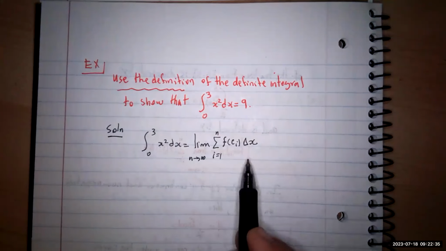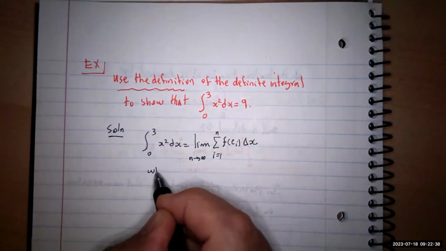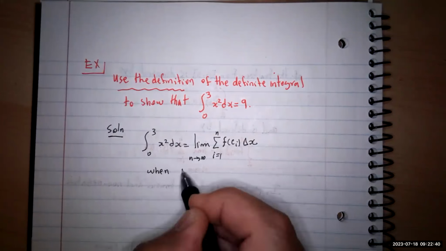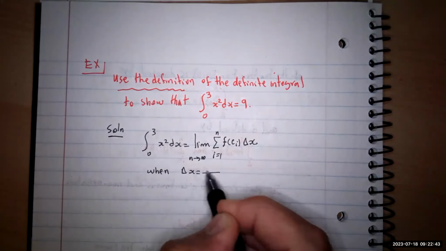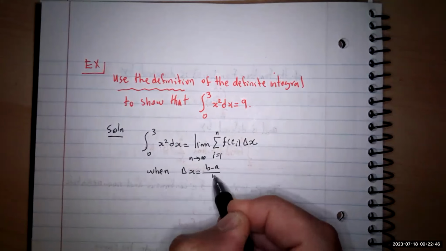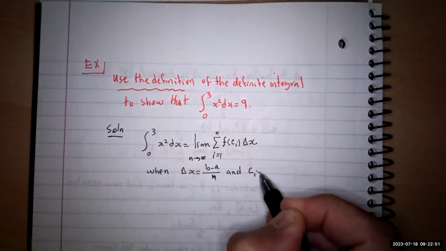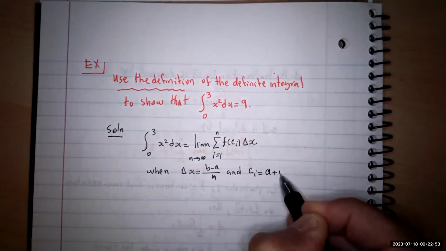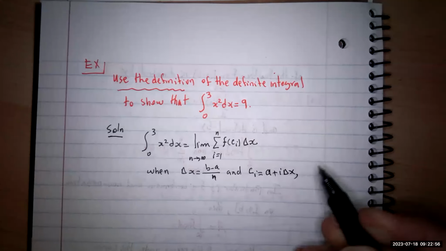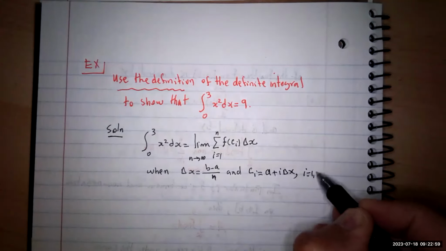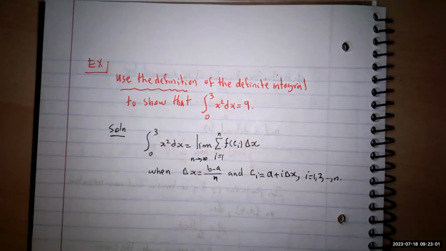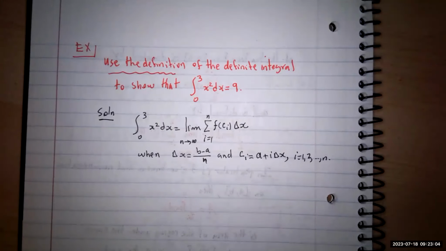You see, this is it. And I remind you, delta x is equal to (b minus a) over n, and ci is equal to a plus i delta x, for i equal to 1, 2, 3 up to n. That's your formula. Of course, this ci is optional. You can pick any ci you like, but this is the easiest one, and I would like everybody to use this one.